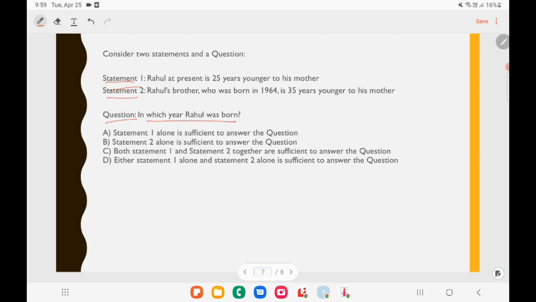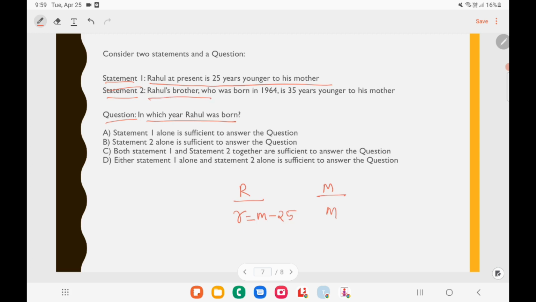Now here statement 1 says that Rahul at present is 25 years younger to her mother. So you have Rahul, you have his mother. So if Rahul's age is R, and mother's age is M, it is said that Rahul is 25 years younger than his mother. That means R is equal to M minus 25.